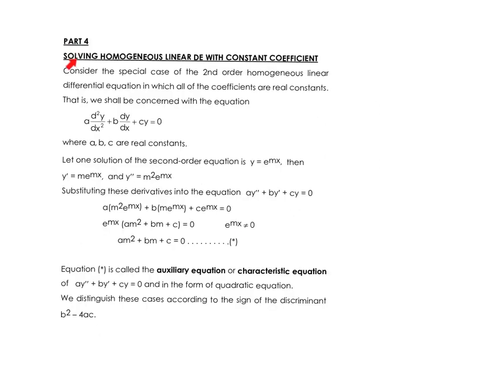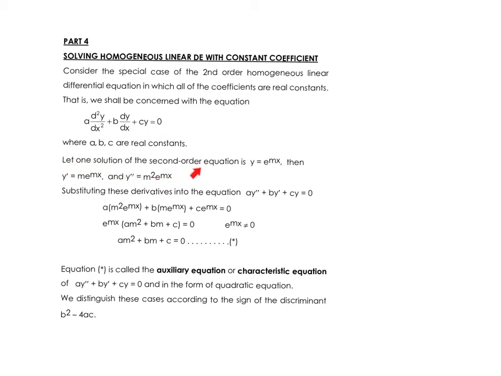Part 4: solving homogeneous linear differential equations with constant coefficients. Consider the special case of the second order homogeneous linear differential equation in which all of the coefficients are real constants. That is, we shall be concerned with the equation where a, b, c are real constants: a times the second derivative, plus b times the first derivative, plus cy equal to 0.